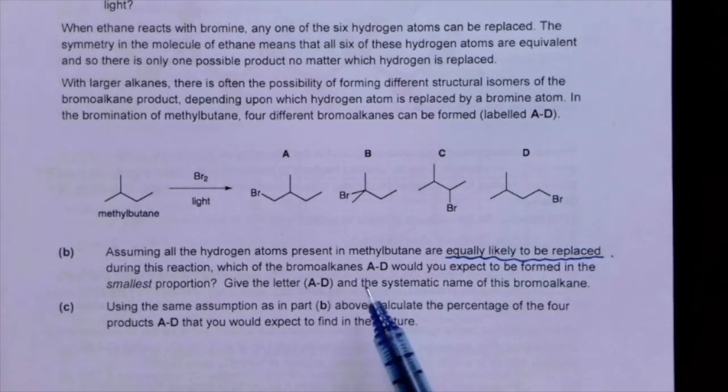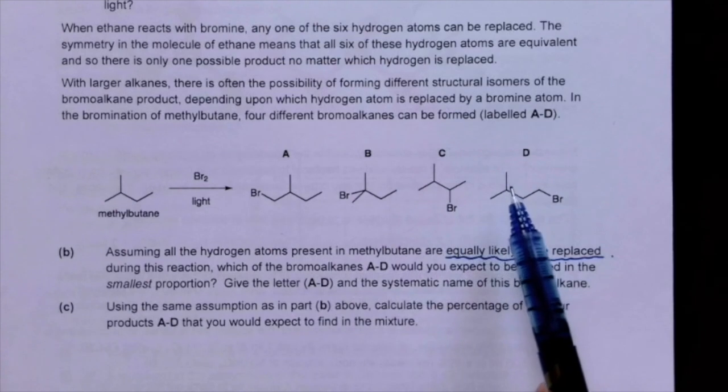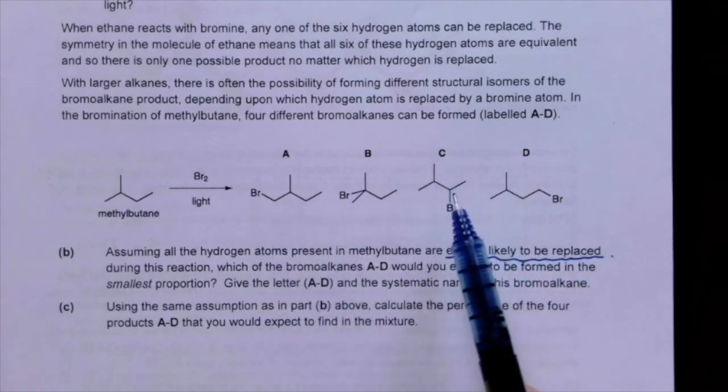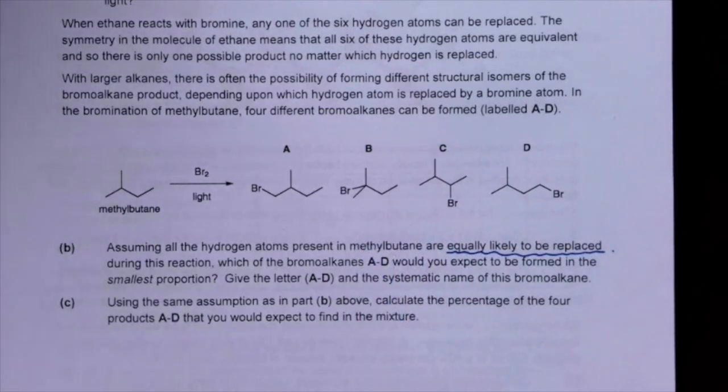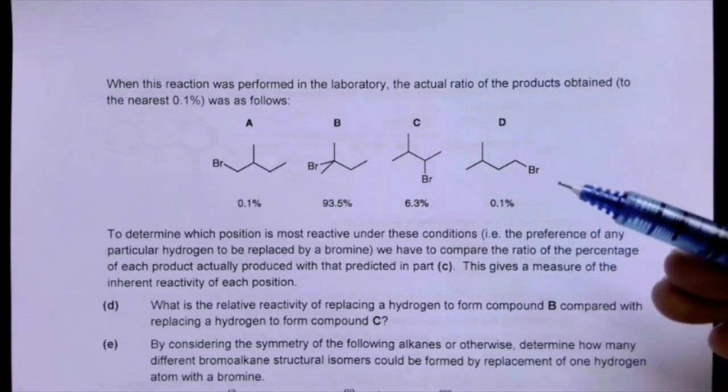So once you've worked out which one will come out in the smallest proportion, the next question is just asking you to work out how likely all of them are to be formed, and you just do that in the same way that I've just shown you. Okay, so that's probably a good place to pause the video before moving on to the next part.